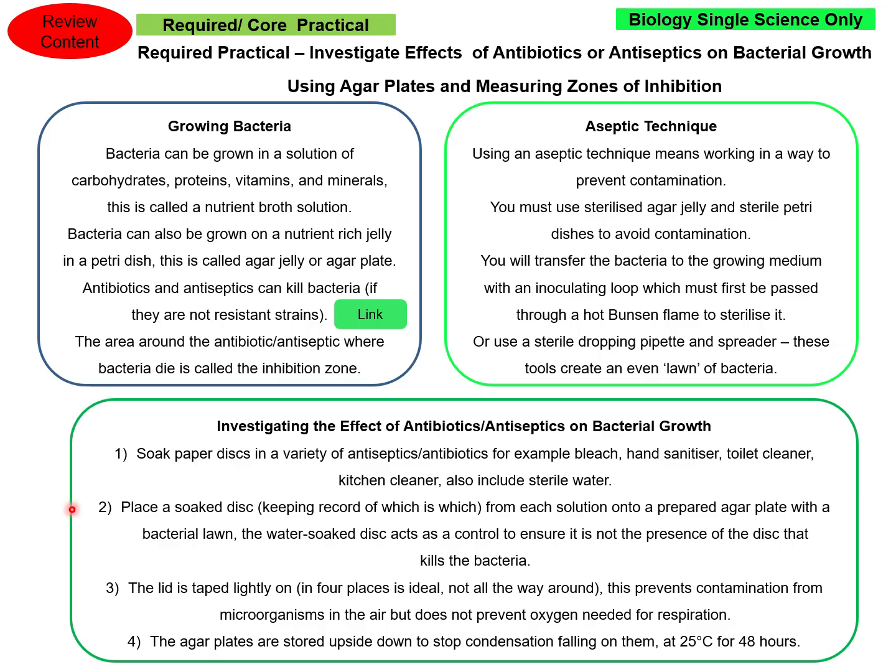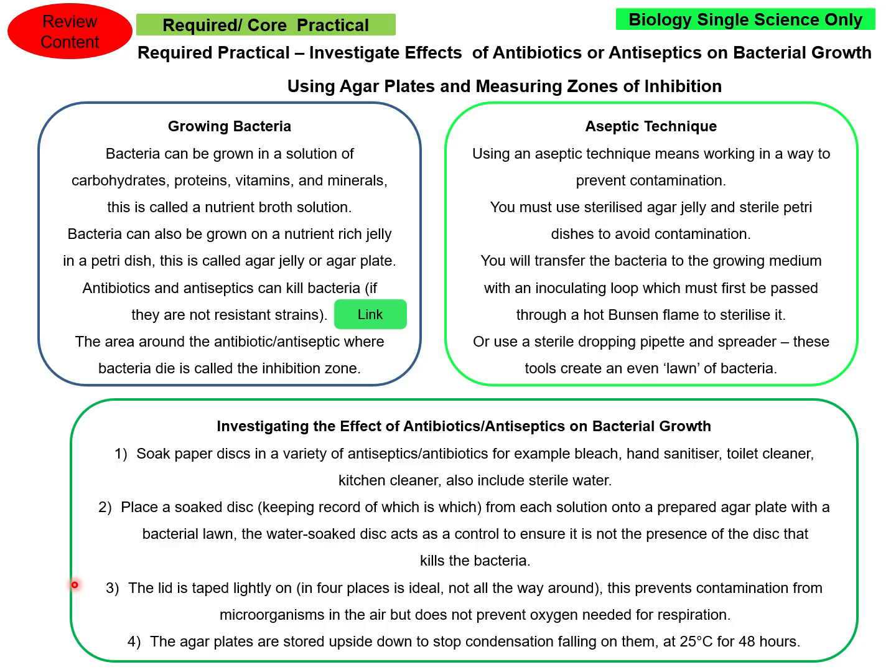Then, number two, place a soaked disc, keeping record of which is which, from each solution onto a prepared agar plate with a bacterial lawn. The water-soaked disc acts as a control to ensure it is not the presence of the disc that kills the bacteria. So we want to make sure it's the antibiotic or antiseptic that does that and not just the disc. That's why we soaked one in the water.